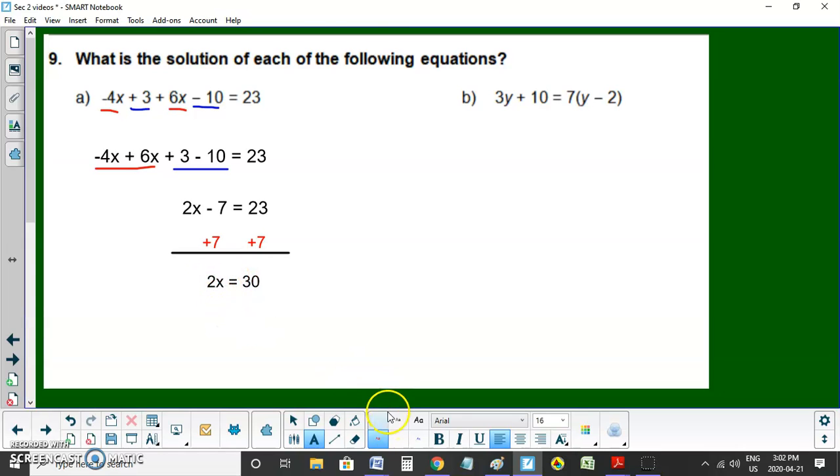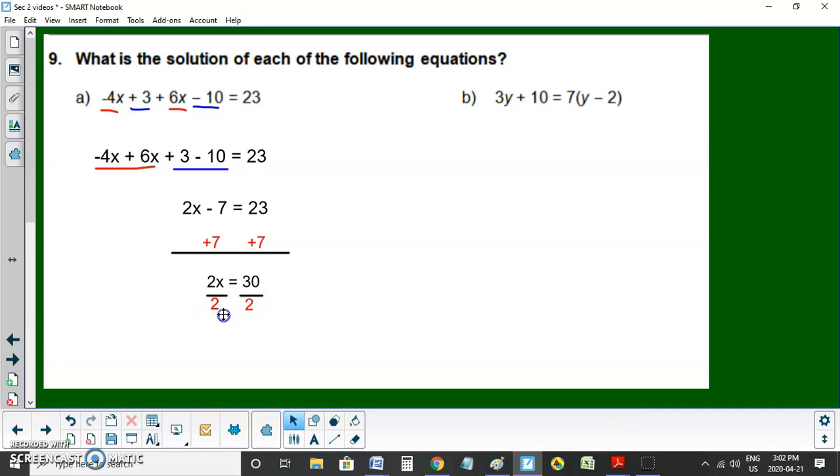And now 2 times a number is 30. Well, we know the answer is 15. Now, how do we get 15? What do we do to both sides? Well, we just divide both sides. You always divide both sides by the number next to the x. So here I'm going to divide both sides by 2. So put a 2 here and a 2 here.